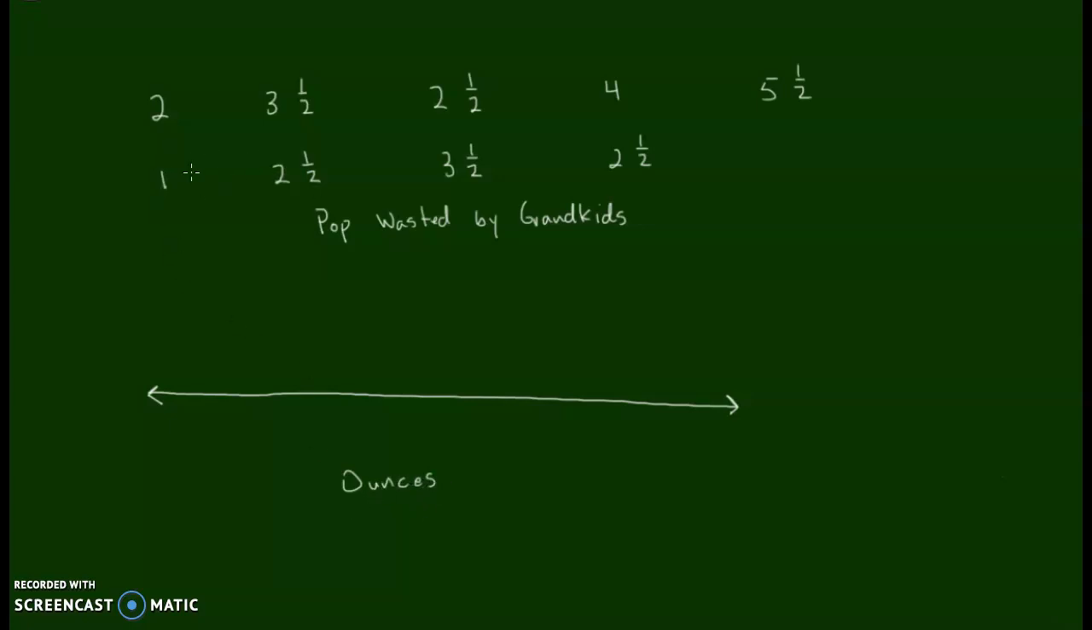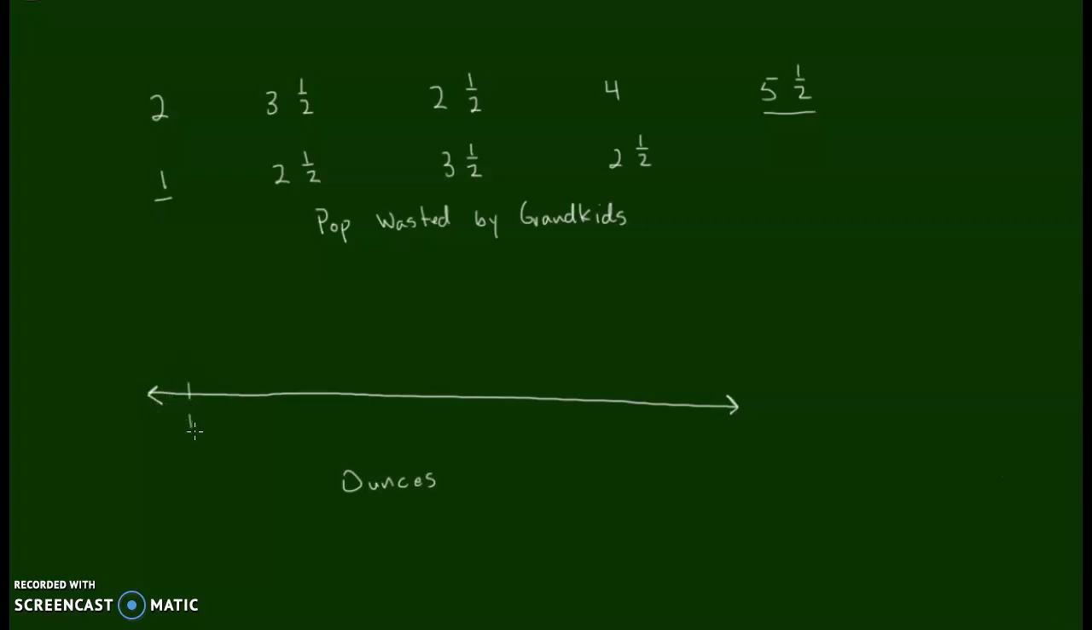So we need to find our biggest number and our smallest number. Our smallest number is 1. Our biggest number is 5.5. With a line plot, we do not need to start at 0. Because it's a line, we know that it continues in both directions.